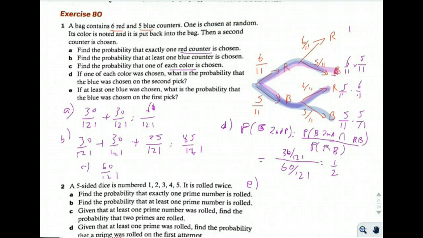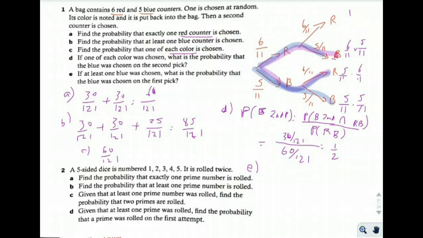E. If at least one blue was chosen, what is the probability that blue was chosen on the first pick? Well, we know that the probability that at least one blue was chosen is B, so we'll put that in the denominator. 85 over 121. Now we find the probability of one blue chosen and that the blue was chosen on the first pick. So that would be this leg here. Okay, so that would be 5 over 11 times 6 over 11.